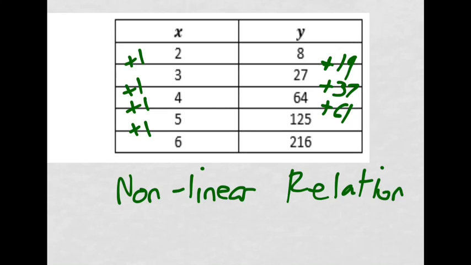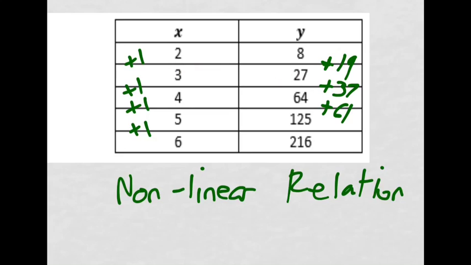Can you guess the pattern? How are they going from the left side to the right side? Do you see it? What do I do to 2 to get to 8? What do I do to 3 to get to 27? 4 to 64? Oh, they're cubing it every time. 2 to the power of 3 is 8. 3 to the power of 3 is 27. 4 to the power of 3 is 64.